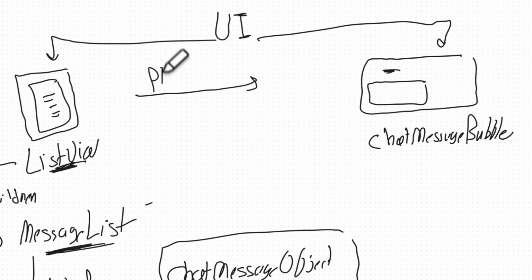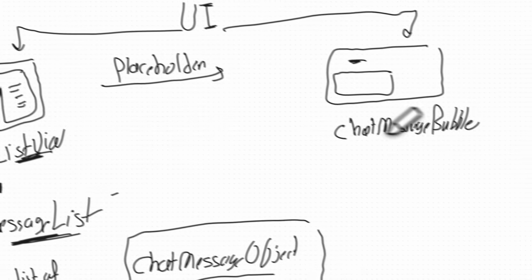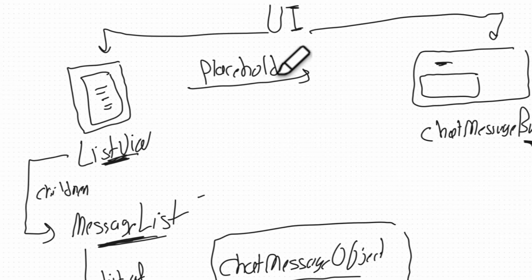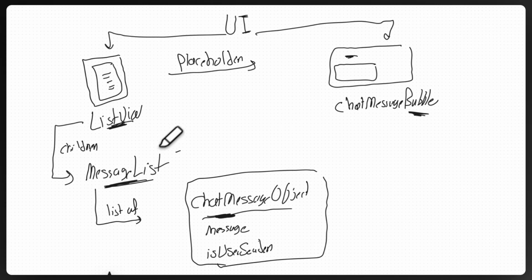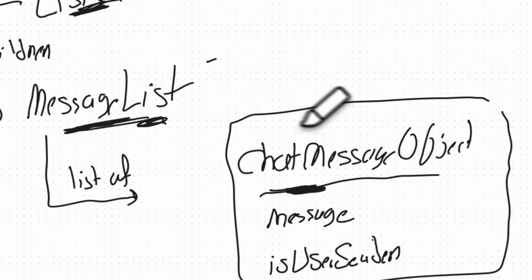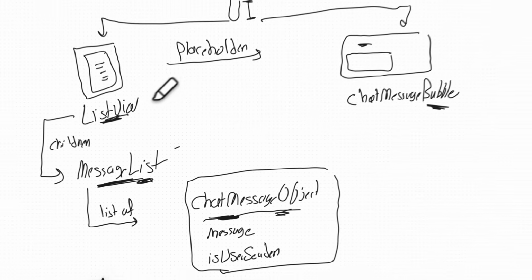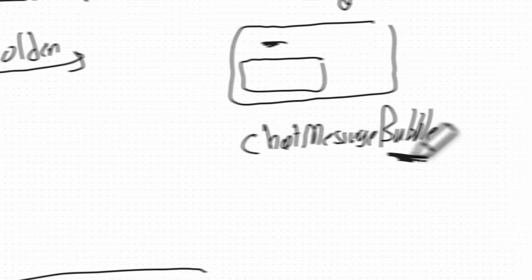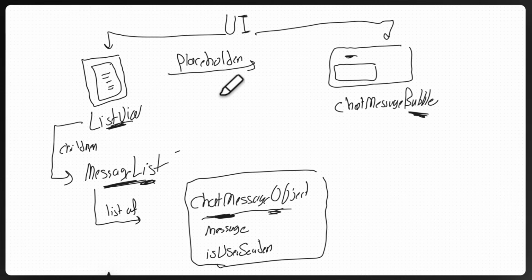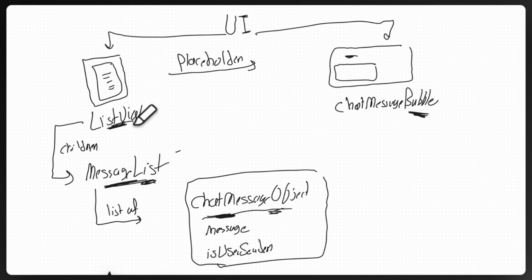So what we did is we chose the chat message bubble as the placeholder for the list view, meaning that for every item in the list, which is a chat message object, the list view will render an instance of the component chat message bubble. Okay, so if we have three items, the list view will render three instances of chat message bubble.